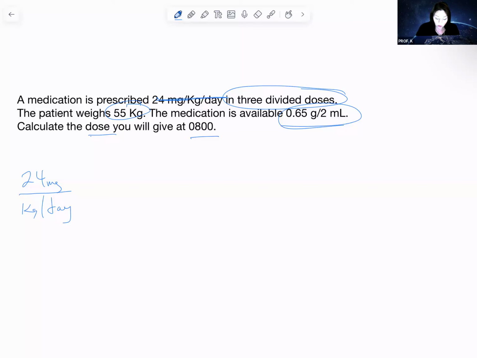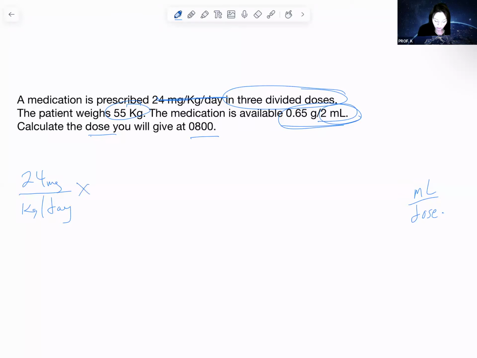So I'm solving for what? How do I know? What am I going to give at 8 a.m.? You got to think about it. Calculate the dose you're going to give at 8 a.m. Well, am I giving a dose or what am I giving? Oh, I have to give milliliters. That's how it comes. What am I going to give in milliliters for that dose at 8 a.m.? Because it comes in a liquid.